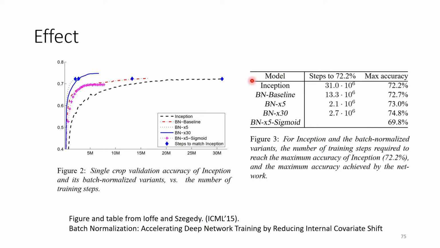Let's see Inception. Inception is the winner of ImageNet in the year of 2016. This is the original learning curve of ImageNet. If you use more than 30 million images, you will get an accuracy around 0.7. But if you apply batch normalization, you only need 15 million and get the same accuracy rate. If you are interested, you can read the paper by yourself.